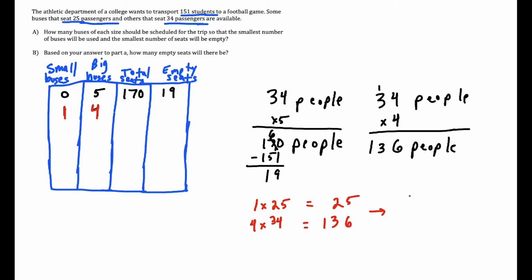So now if we add these together, 136 plus 25, we'll see here that we have room for 161 total people. So we'll have 161 total seats here if we go with 1 small bus and 4 big buses. But now, how many leftover seats will we have? We subtract the total number of people, and there'll be 10 extra seats.